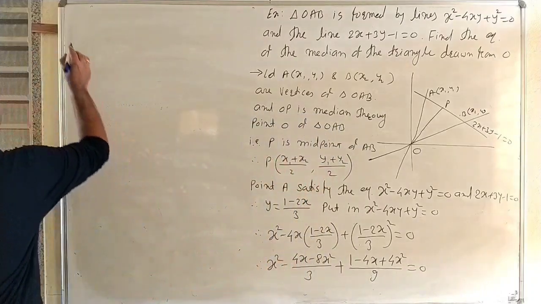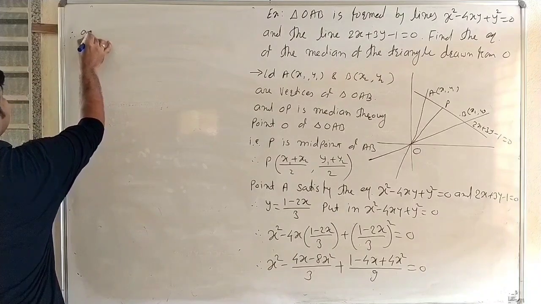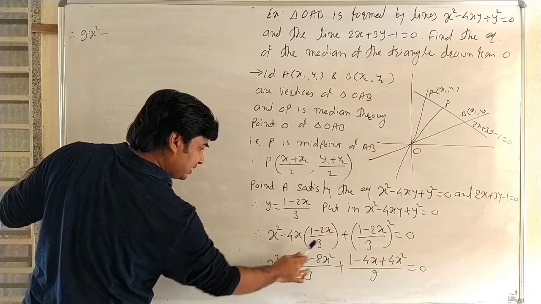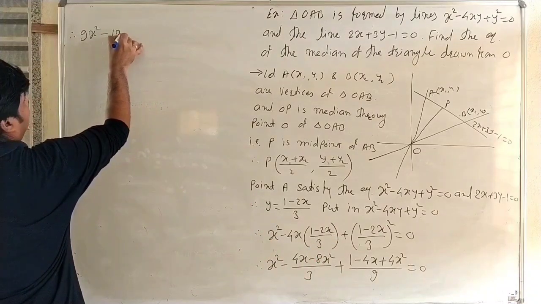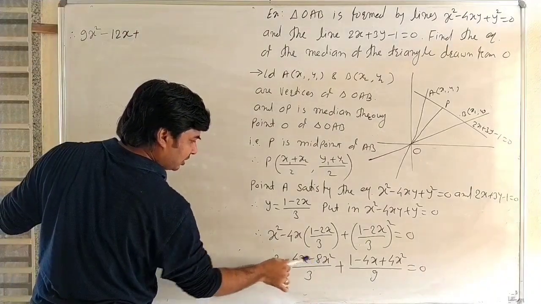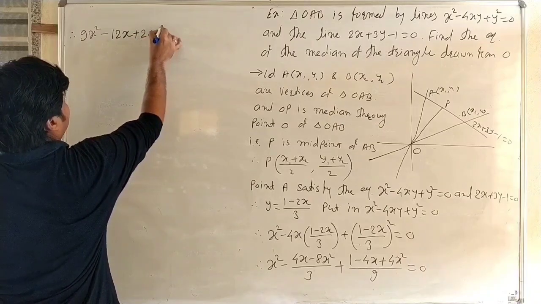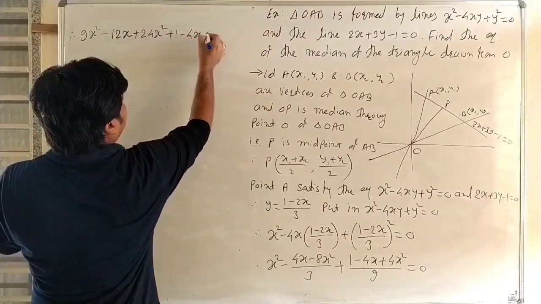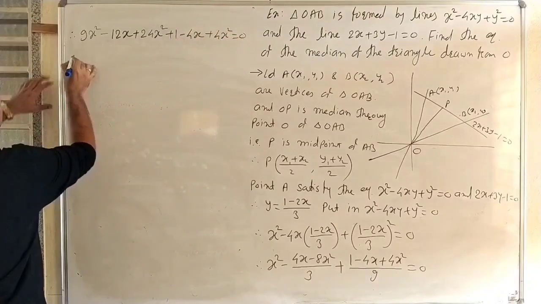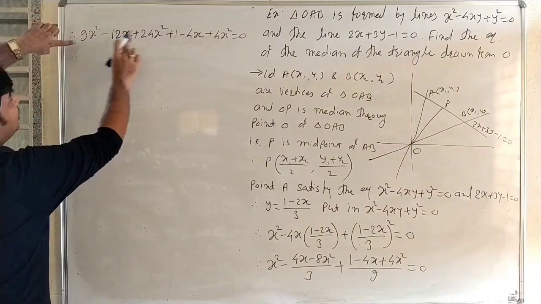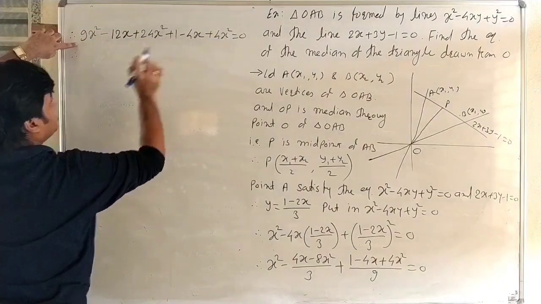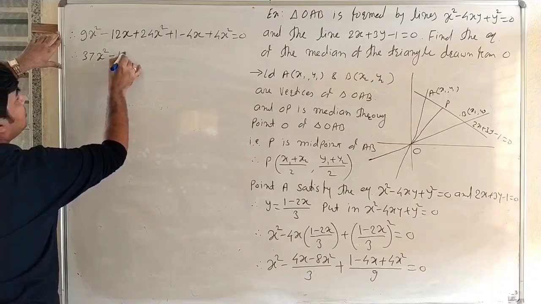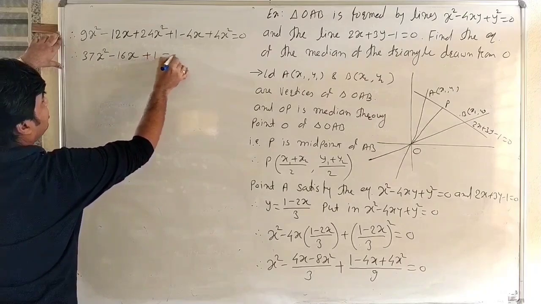Then throughout multiplying by 9, therefore 9x square. Okay, calculate carefully. 9x square, then multiply 3 by minus 4x, therefore it is minus 12x, and multiply by 3 again, it is plus 24x square. Then multiply by 9, it is plus 1 minus 4x and plus 4x square is equal to 0. Therefore, 9 plus 24 plus 4, that is 37x square minus 16x and plus 1 is equal to 0.